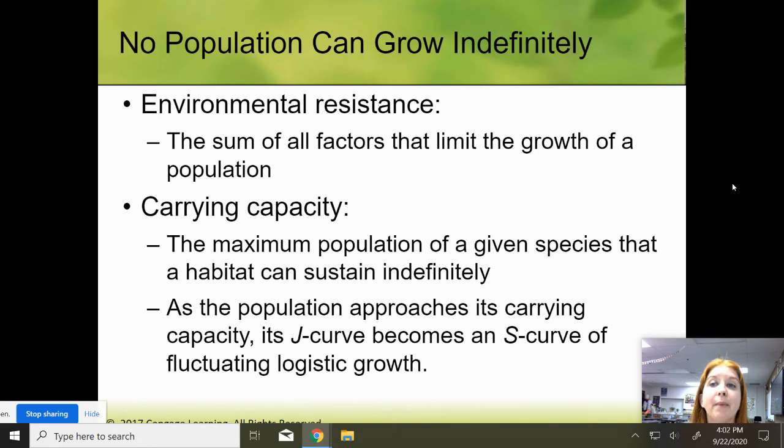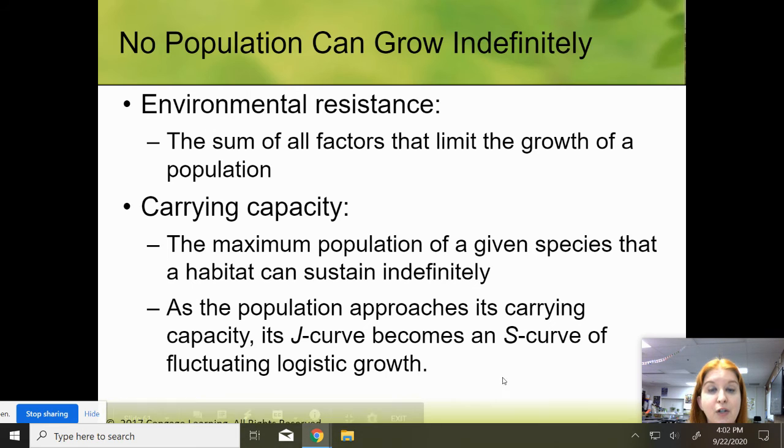Carrying capacity is the maximum population of a given species that a habitat can sustain indefinitely. So think of your basic fish tank. You can put a couple fish in there and they'll be happy. Put a couple more fish in there and they'll be a little stressed, but they'll be okay. But I couldn't dump 100 fish into a fish tank and have them be happy. So that fish tank has a carrying capacity. Every ecosystem has a carrying capacity for what it can support healthily forever, the maximum population that it can sustain indefinitely.